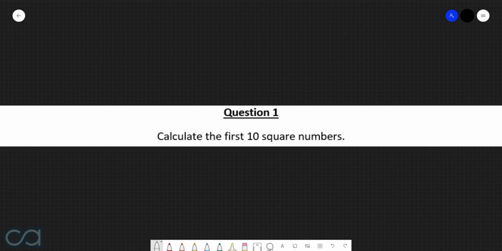Question 1. Calculate the first 10 square numbers. So we're being asked here to calculate the first 10 square numbers, or in other words, we're being asked to calculate 1 squared, 2 squared, 3 squared, 4 squared, 5 squared, all the way up to 10 squared. And all we need to do here is multiply each of these numbers by themselves.